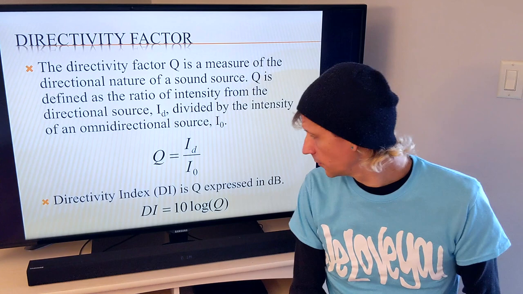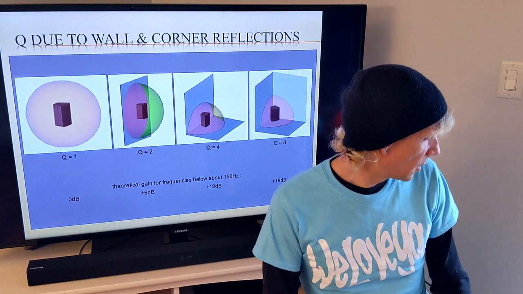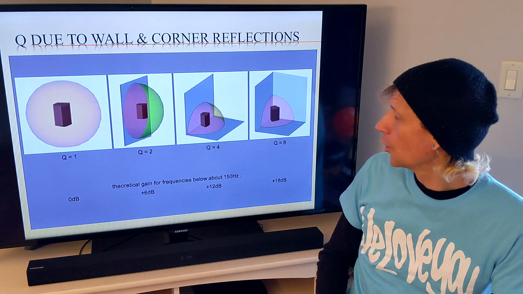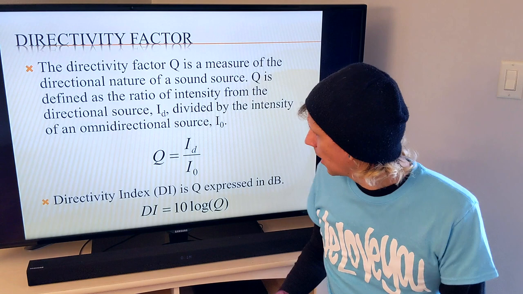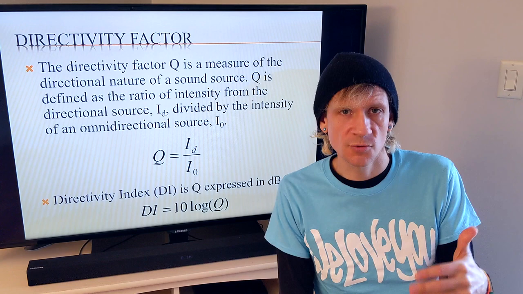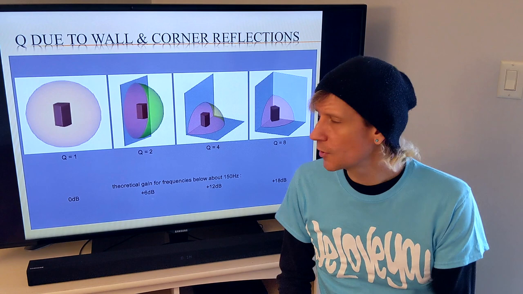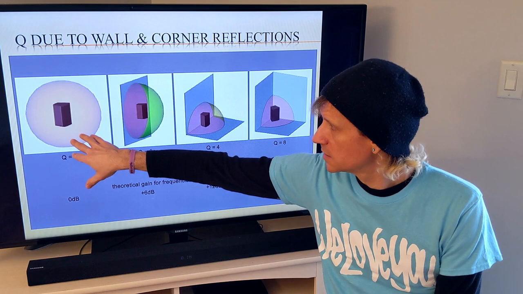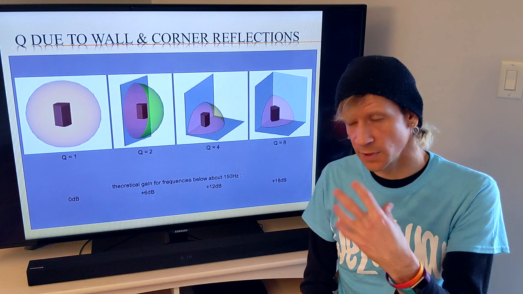We're not going to do any math, but the shorthand of what I want you to take away from all that is this is Q due to wall or corner reflections. We see this idea of directivity talked about sometimes, particularly in specs or reference material for loudspeakers and speakers for live sound reinforcement and things like that. But this also has some basic ramifications on what happens when you set up speakers. So if we have a speaker that we could theoretically place and hang in free field or in space, it would have a Q of one.